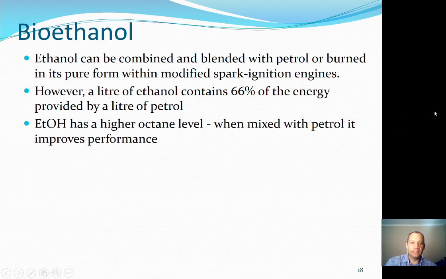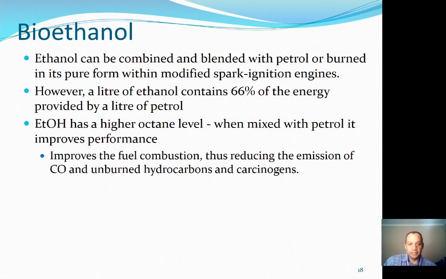Ethanol has a higher octane level than petrol though, so when it is mixed with petrol it actually improves performance, and this is important because it improves petrol combustion in engines and therefore reduces the emissions of carbon monoxide that we see, as well as unburned hydrocarbons and carcinogens. So adding ethanol in your petrol, even at a 10% mixture, will have some improved greenhouse gas emissions advantages.